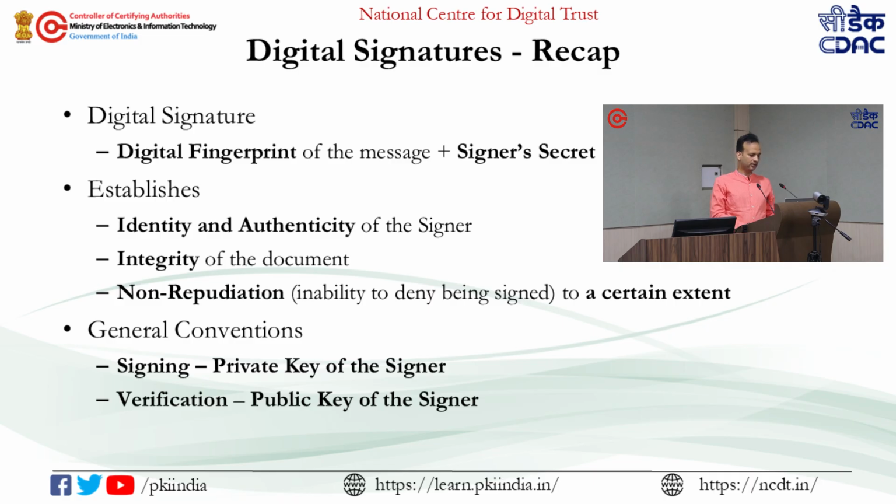So this is the recap. Digital signature is the digital fingerprint of the message, signed by the signer's secret. So that becomes a digital signature. It establishes the identity and authenticity of the signer, and it also establishes the integrity of the document, because if somebody changes the document, the hash will not match. And nobody can generate the message from the hash, as we already saw, because from the output of the hash you cannot get the input. And non-repudiation to a certain extent. Why to a certain extent? Because for the full extent we have to know about the digital signature certificate.